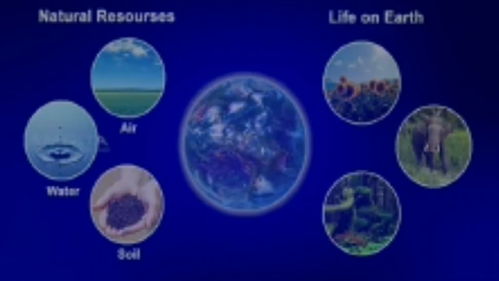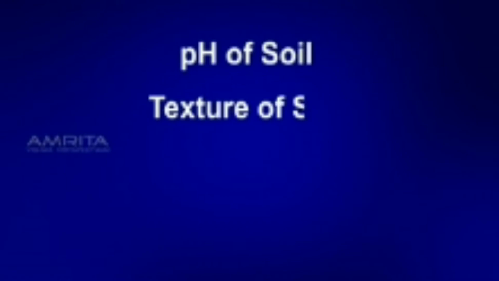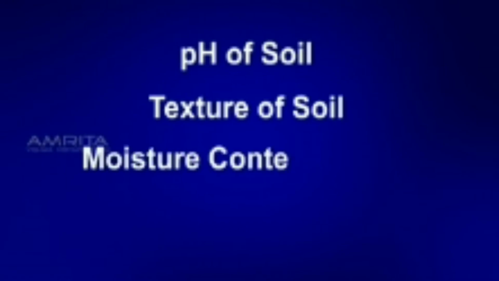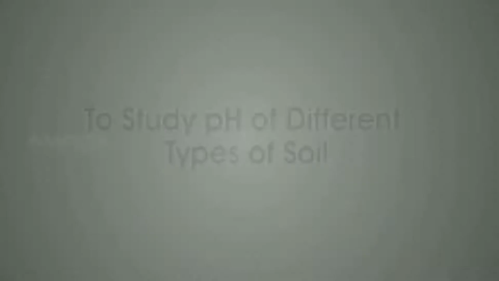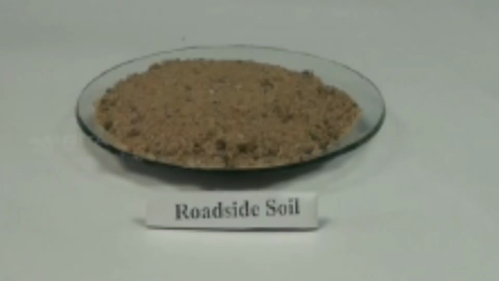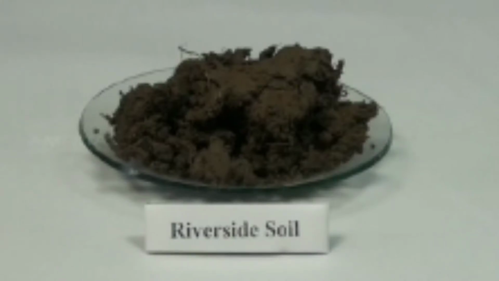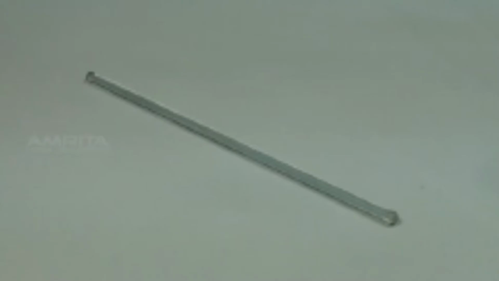In this video, we will see how to find the pH of soil, texture of soil, moisture content of soil, and water holding capacity of soil. To study pH of different types of soil, materials required: garden soil, roadside soil, riverside soil, filter paper, funnel, spatula, glass rod, test tubes and a beaker containing water.